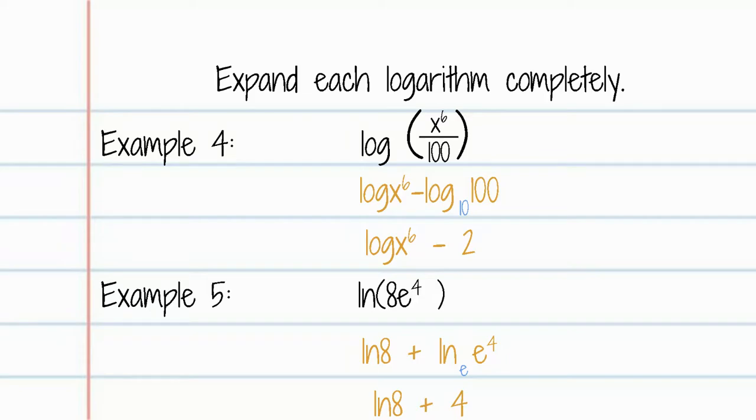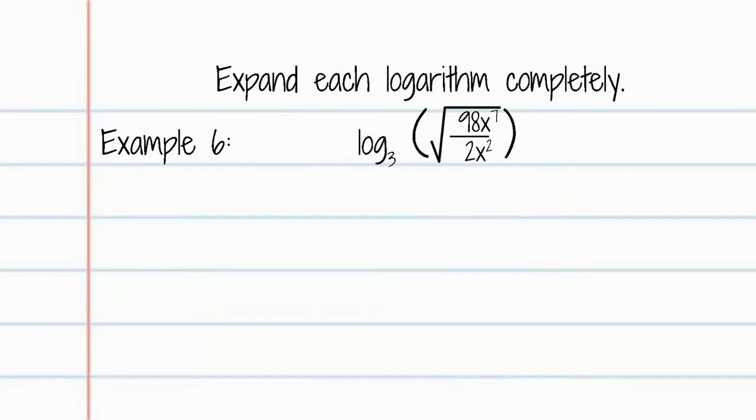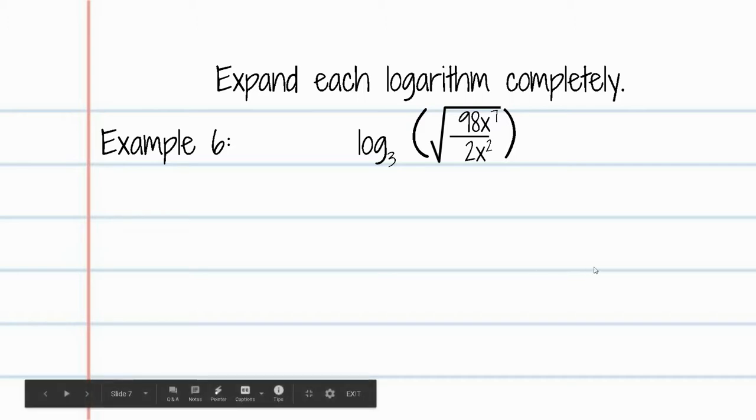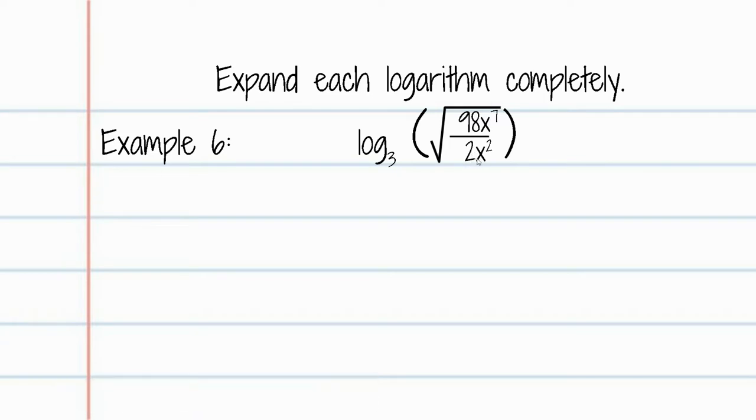All right, we have 2 examples left. What they are both going to do is we are going to simplify first and then expand. So what you're going to notice is there's a square root, but there's stuff on top and bottom. And we can actually divide these 2 numbers. And these are both x's. And what do we do with exponents when we're dividing? Subtract. So I'm going to do 98 divided by 2, which is 49, and 7 minus 2, which is 5.